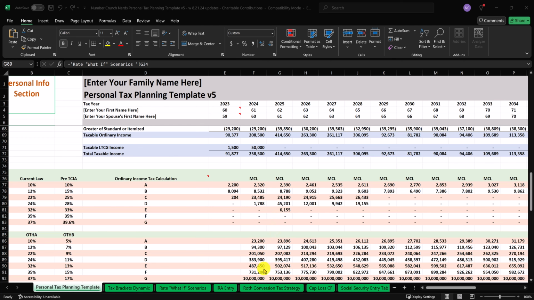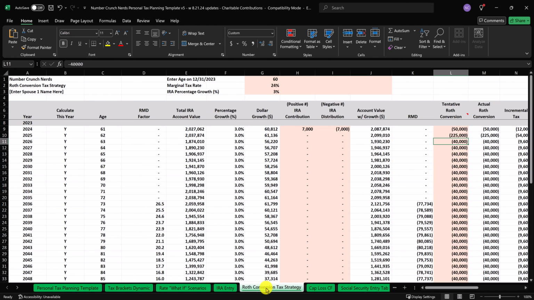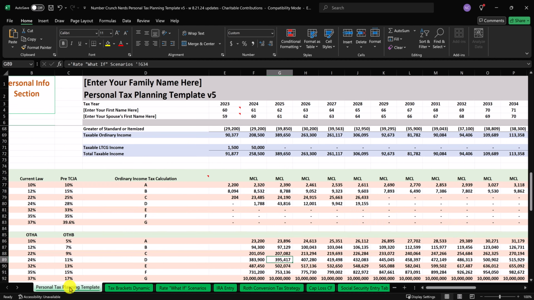I'm going to go back to the Roth conversion tax strategy tab. I'm going to go back to my 225, and I'm going to change that to 200 instead. Let's see what that does in the personal tax planning template. So I go back over here, I look at my taxable ordinary income, which is now $389,650. It's below the top of my bracket, and we can see that I have almost maxed out my 24% bracket, and I'm no longer being taxed in the 32% bracket, so that's one option.